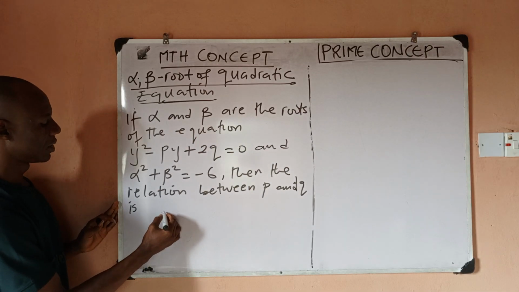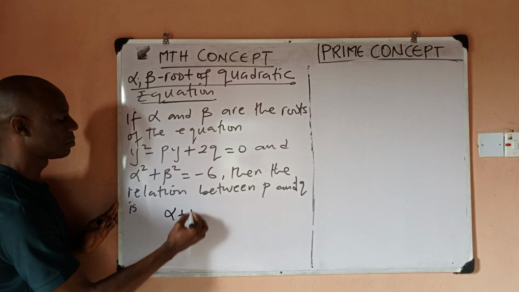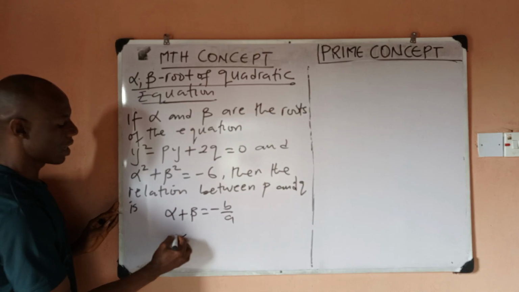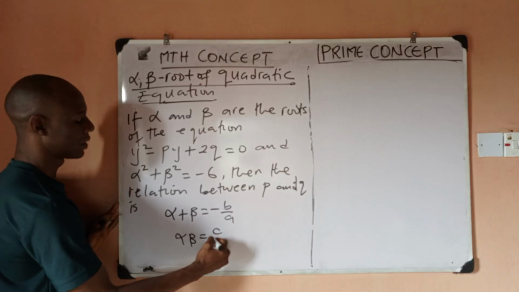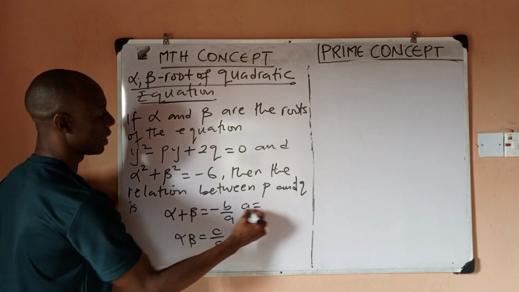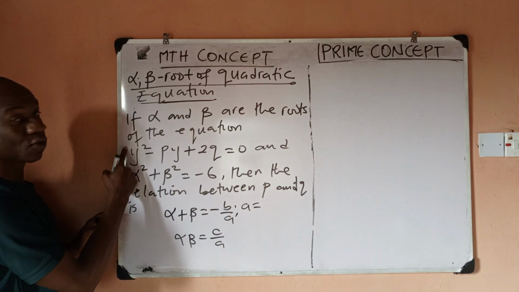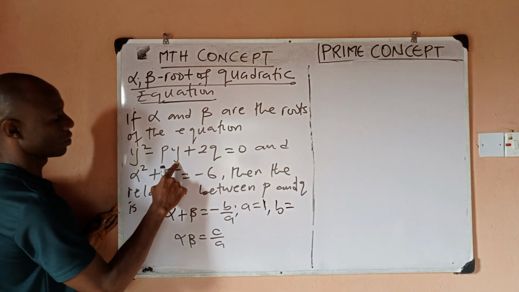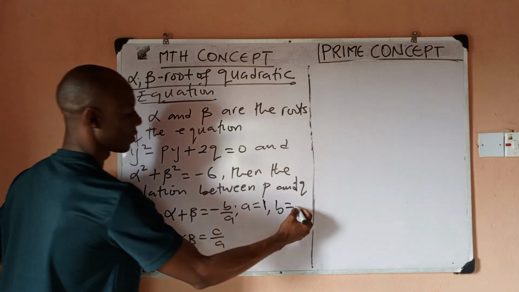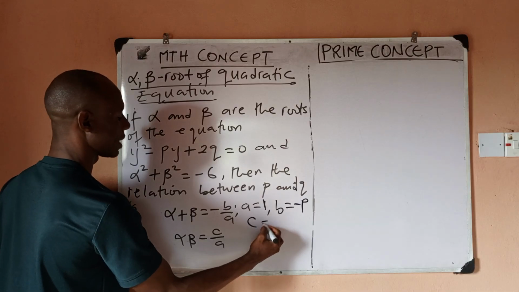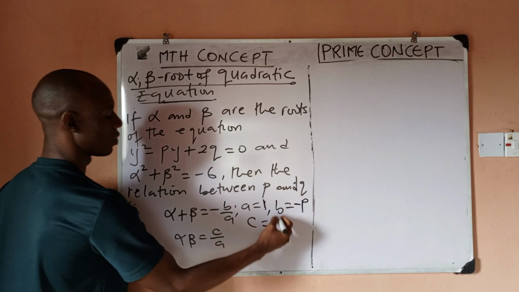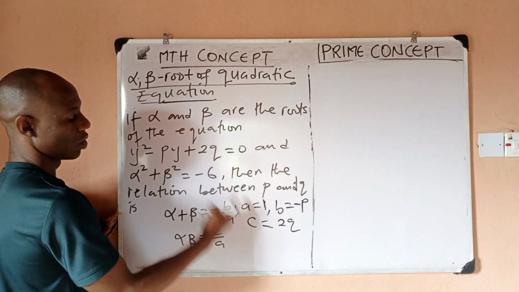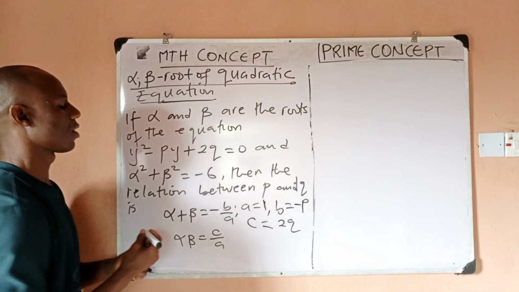So we have that alpha plus beta is minus b over a. Then we have alpha beta is c over a. Now what is our a from this? The coefficient of y squared. Then a is 1. And what is our b? The coefficient of y, which is minus p. And what is our c? The constant part, which is 2q. Don't make the mistake of choosing c to be 2 or c to be q. It is 2q. That is the constant.